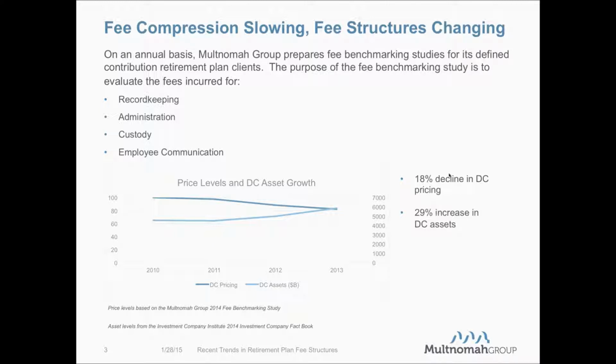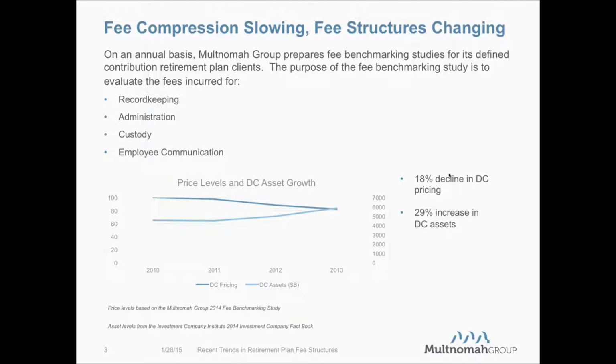What we had really seen since we started this study back in 2010 was a tremendous amount of fee compression. When we released our 2013 study, we'd seen almost a 20% decline in defined contribution pricing, which led obviously to the question, well, how is it possible that in a business that already has relatively tight margins, many of the folks that are consultants here have worked in the record-keeping administration business in a prior life and recall how difficult that work is, how is it possible that we've seen such continual reductions in price?